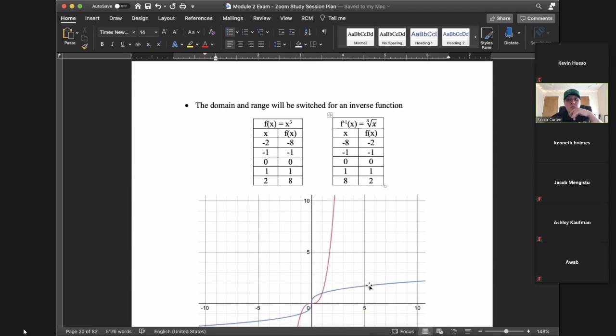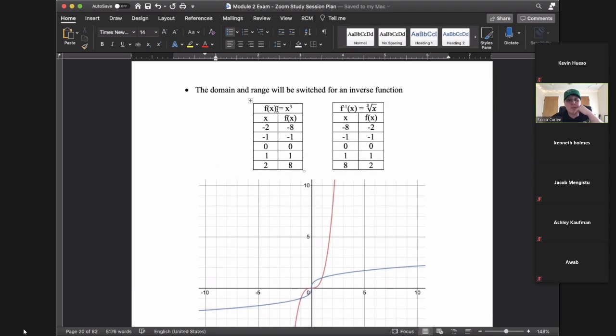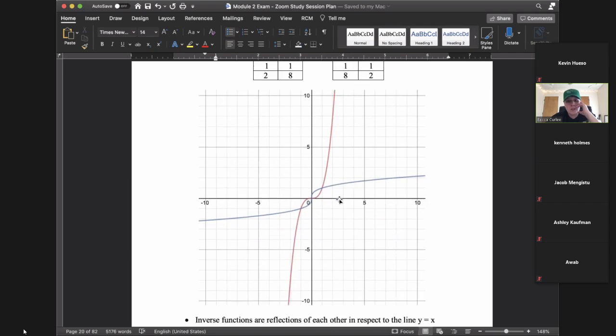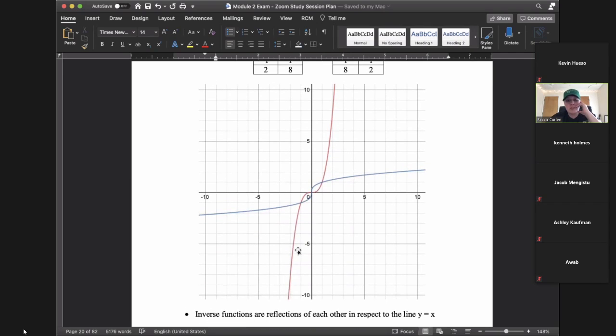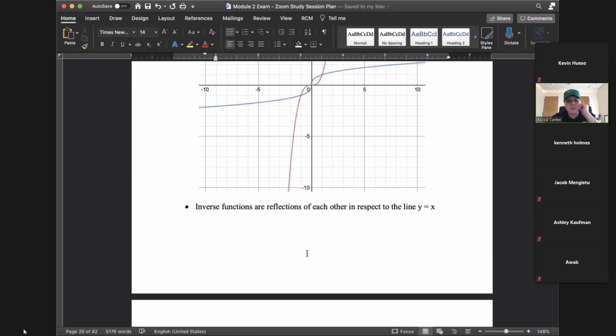The domain and range for an inverse function will be switched. If you're given a function f of x equals x cubed, which is just the cube function, then for the inverse function, which is the cube root of x, you can see that the domain and range are switched. We took all these x values and made them the y values, and all these y values we made the x values over here. You can also see that inverse functions are reflections of each other with respect to the line y equals x. This red line right here is x cubed, and this is the cube root of x. With the line y equals x going through, we can see it's just a reflection over the line y equals x.